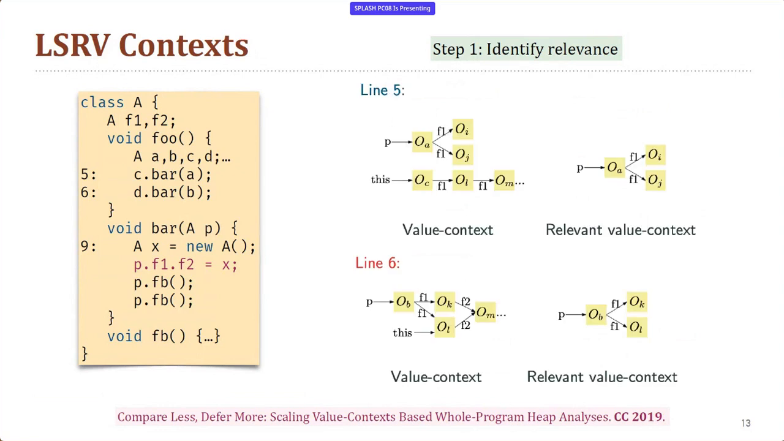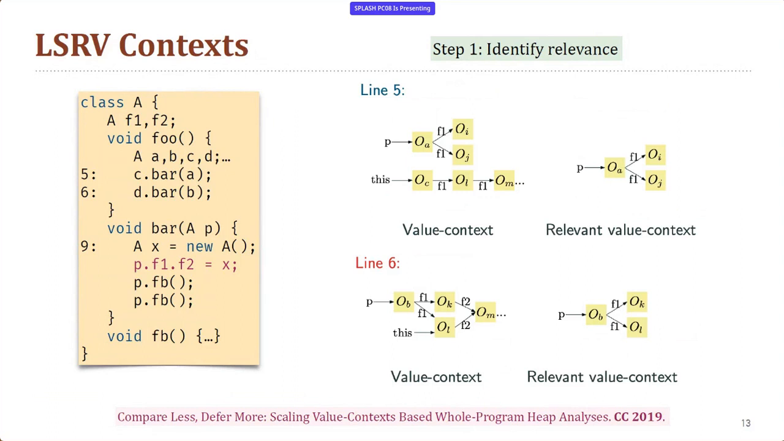So let us say this was the value context which reached bar. Now in bar, what do I do? Let me look inside bar and see what I do there. In bar, I'm just touching the field f1 of the parameter p, storing some new object into that object's field f2. I don't touch this pointer, and I don't touch any other fields of the parameter p. So whatever is relevant from the value context for me is just this much. What is p pointing to and what is p.f1 pointing to? I'm going to store something new over there.